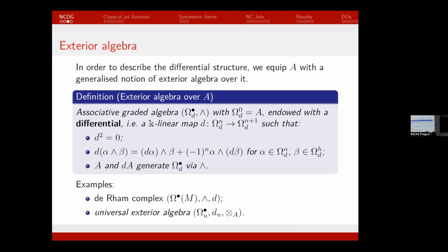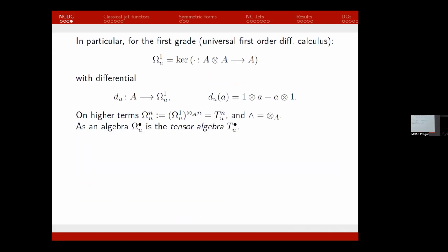Okay. So this, of course, is a commutative example, but we will now see a non-commutative example, which is somehow the cleanest one, although one of the poorest in terms of geometry. That's called the universal exterior algebra. How does it work? As the first grade, we take the kernel of the multiplication map from A tensor A to A. And as differential, we take the mapping that maps an element a into 1 tensor a minus a tensor 1. So we can see that it goes exactly where we want it to go because the product is 0.